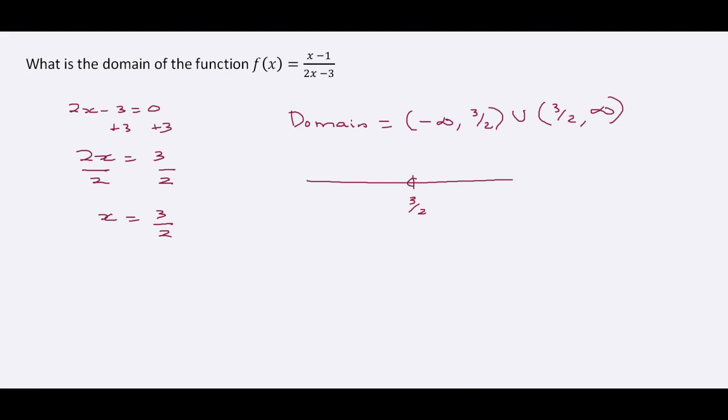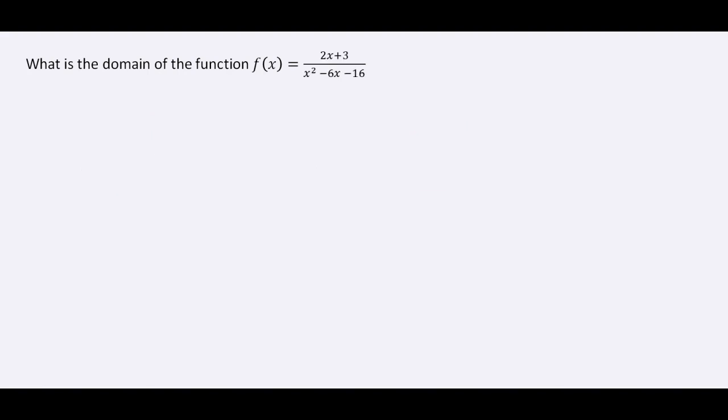So we're going to have an open circle here. All the values to this side are valid, and all the values to this side are valid. So we do not have 3 over 2 as a valid point on the domain.